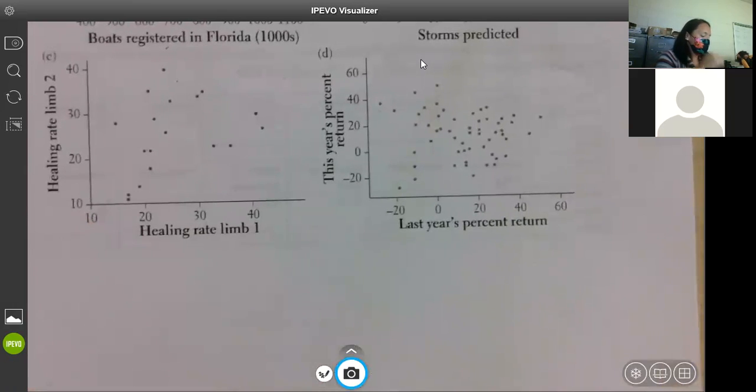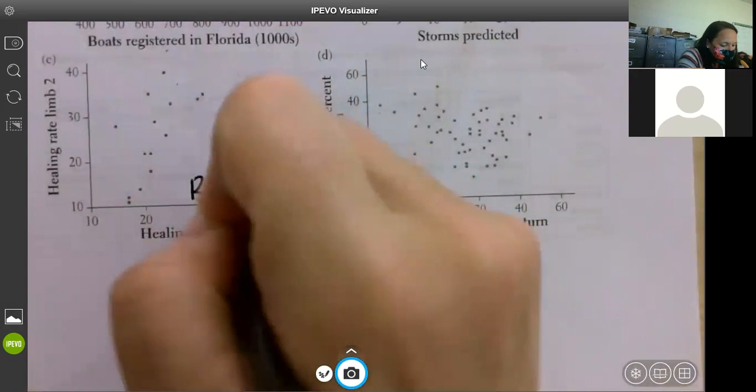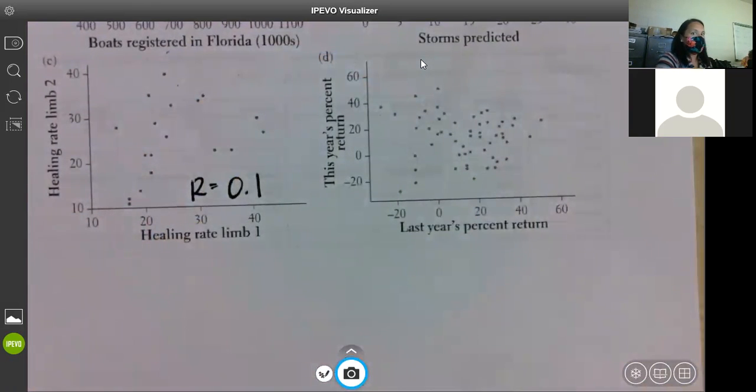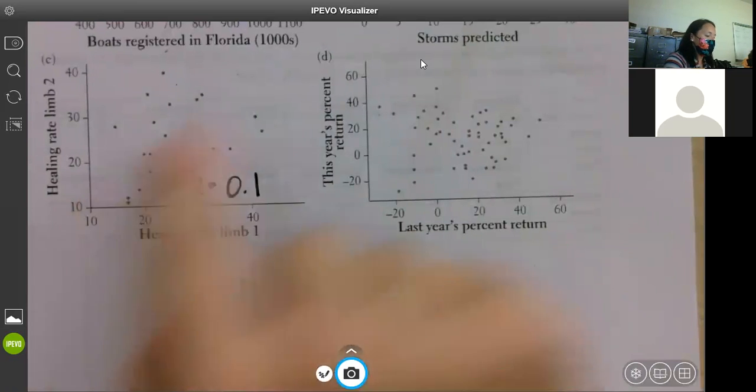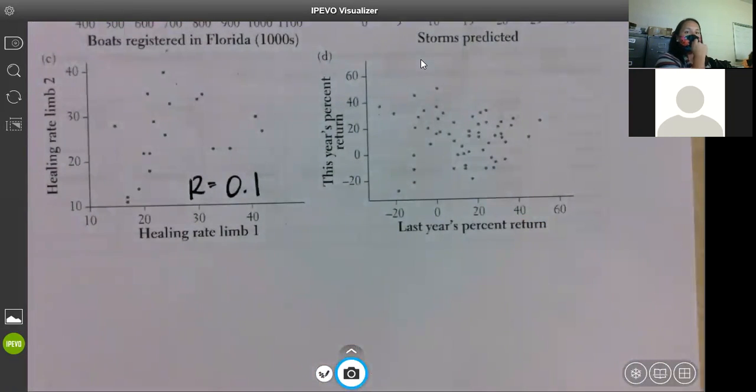It's very weak. So what is it going to be? 0.1. Yeah, 0.1, I like that one. It looks like it's increasing, so that's why I kept it positive. It doesn't look like it's decreasing. The only reason I say that is because most of your points start here and then go to the high end over here. So what's this one interpreted? There is a positive weak correlation between the healing rate and the other. You can use moderately weak, that's fine, but they're not going to kill you on that, I promise.